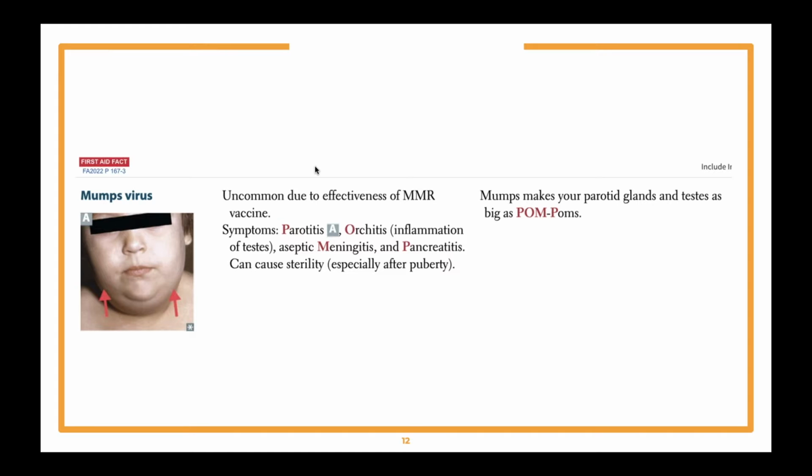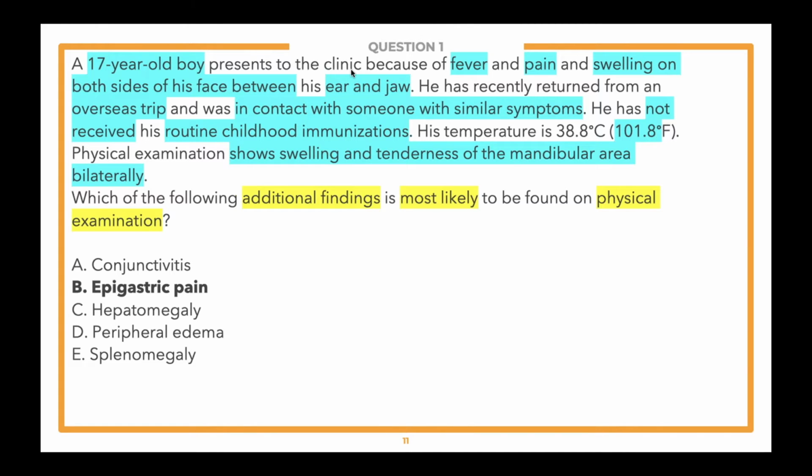So this patient could also have pancreatitis, one of the other manifestations of mumps infection, which could present as epigastric pain. So if we go back to our question and our answer choices, hopefully you guys are seeing why that is the best answer choice here. Answer choice E, splenomegaly, would be a better option if we were talking about cytomegalovirus or viral hepatitis or infectious mononucleosis, but we don't have anything about a sore throat or lymphadenopathy.